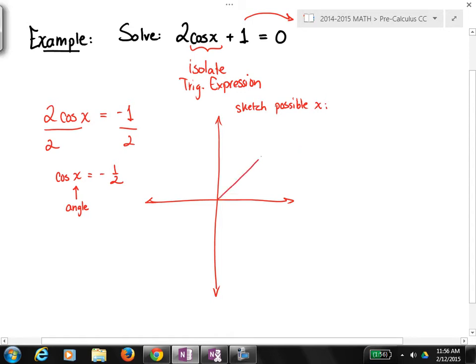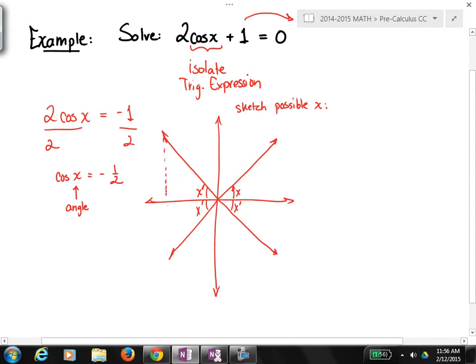So this angle x could be in the first quadrant right here. This angle x could be in the second quadrant, and I'm going to refer to it using the reference angle. And then third quadrant, reference angle, and then fourth quadrant, also reference angle.